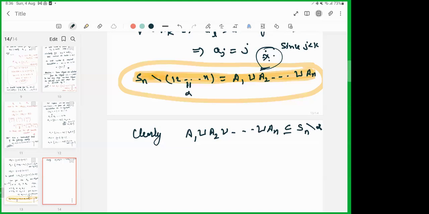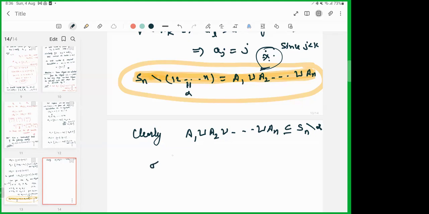So which side are you saying is clear? Is this containment clear or not, which I have written: A1 disjoint union A2 disjoint union ... An is contained in Sn minus alpha? Is this clear or not? Yes. How?